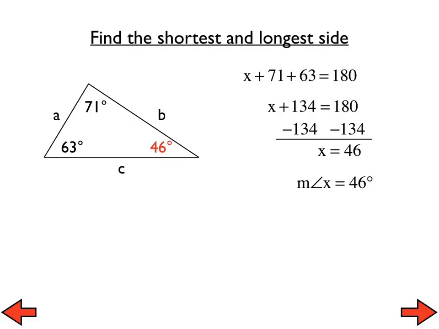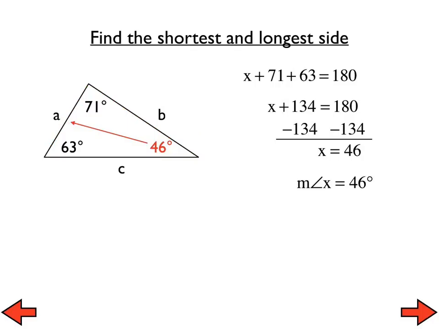Now that we have all 3 angles, can you tell which one is the smallest angle? Which one is smallest? That one's the smallest. 46 is the smallest, which means it is opposite of the shortest side, which is side A. This is opposite the smallest, so this is the shortest side.